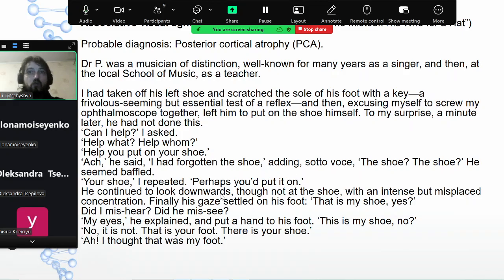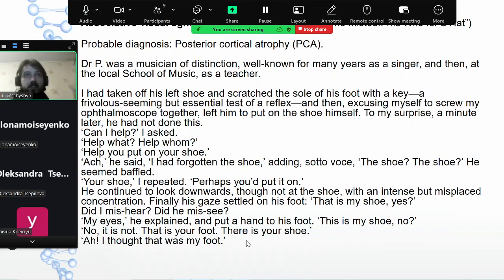He continued to look downwards, though not at the shoe, with an intense but misplaced concentration. Finally his gaze settled on his foot. "That is my shoe, yes?" Did I mishear? Did he missee? "My eyes," he explained, and put a hand on his foot. "This is my shoe, no?" "No, it's not. That is your foot. There is your shoe." "Oh, I thought that was my foot." So here he is seeing his foot, touching his foot, and he is seeing his shoe. And he does not understand what is his foot and what is his shoe.